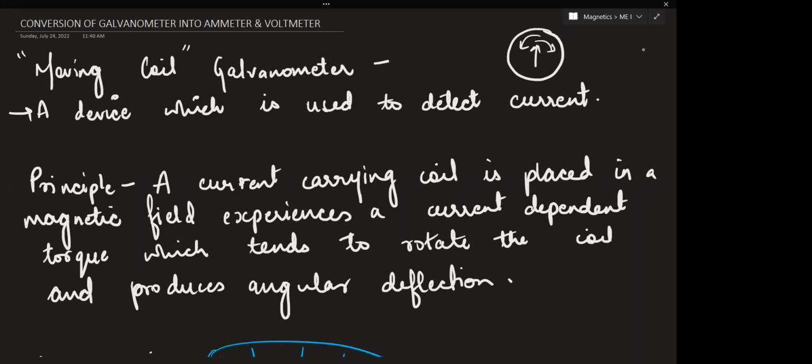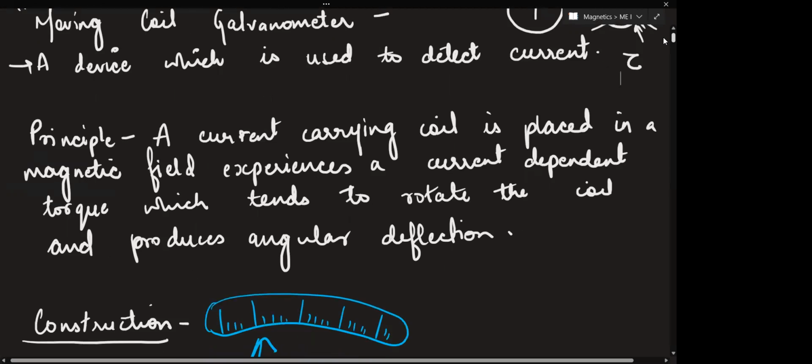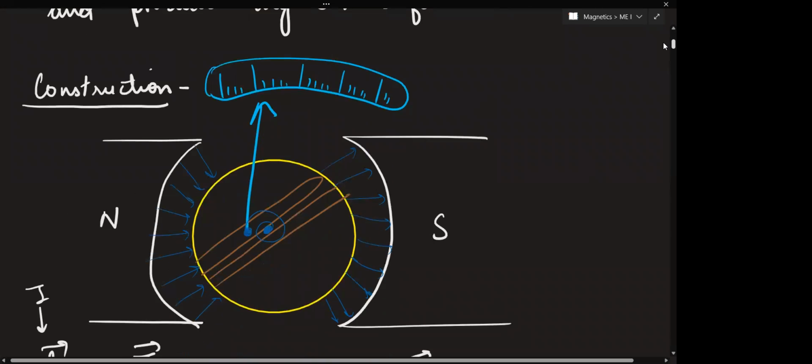Now, the principle is basically that whenever a current carrying coil is placed in magnetic field, you have a current carrying coil, this is placed in magnetic field. The speciality is that the magnetic fields are radial. We'll see this. So a current carrying coil placed in magnetic field experiences a current dependent torque, and this torque rotates the coil. Let's do the construction. Without construction, you'll not be able to understand the principle. See, till here, let's do it today.